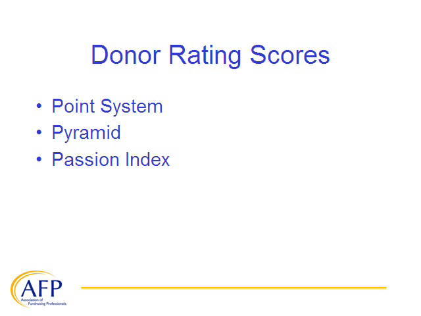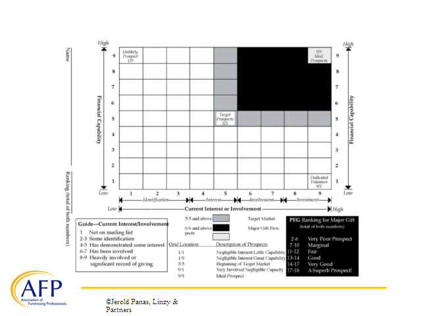This is from Jerry Panos, and I believe this chart, which is a 9-square chart on both axes, is a practical application of a donor rating score. The left-hand axis is labeled financial capability, and you see here it's a 9-point scale from low, which is a 1, to high. Then look at the x-axis, which is the current interest or involvement level.